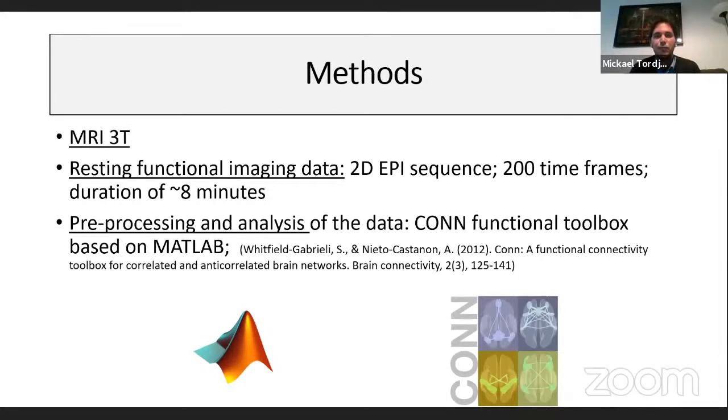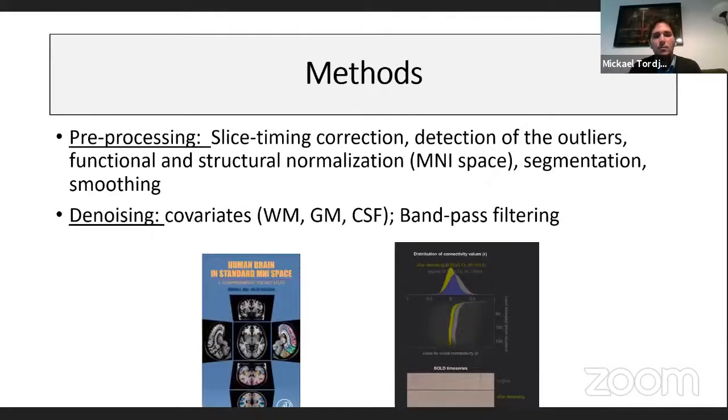We pre-processed and processed the data using MATLAB and a functional toolbox called CONN. It is really easy to use, even for people that are not experts in MATLAB and coding, so it was really useful. We did a lot of pre-processing. Everything is done automatically in CONN: slice timing correction of the images, detection of outliers, functional and structural normalization, segmentation, and also some denoising steps to remove the noise from the white matter, gray matter, and the CSF.